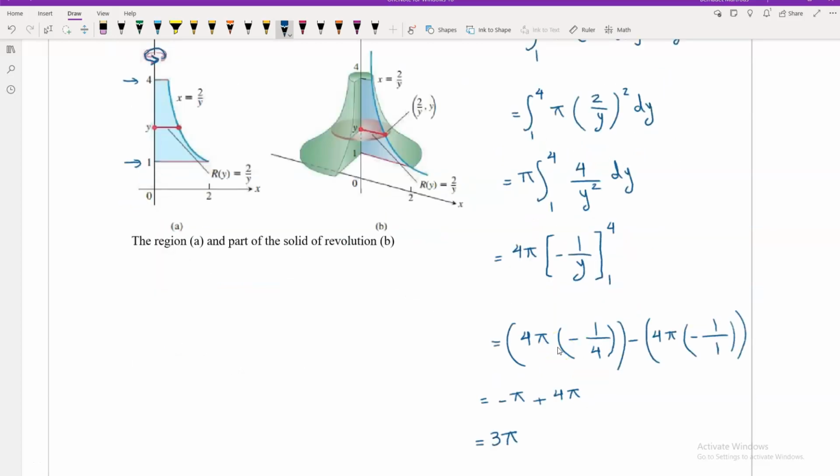Now we have to use 4 for y and 1 for y. So this is equal to 4 pi times negative 1 over 4 minus 4 pi times negative 1 over 1. So simplify 4 pi divided by negative 4: we have negative pi. Then negative 1 over 1 is negative 1 times negative 4 pi, positive 4 pi. So negative pi plus 4 pi, the final answer is positive 3 pi.